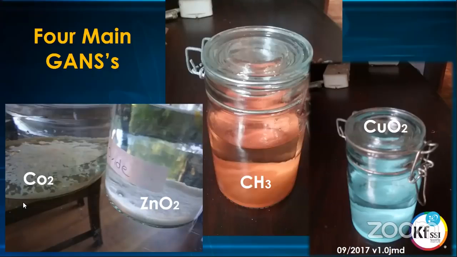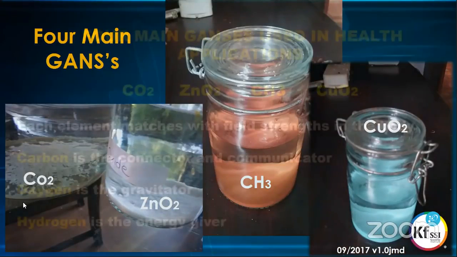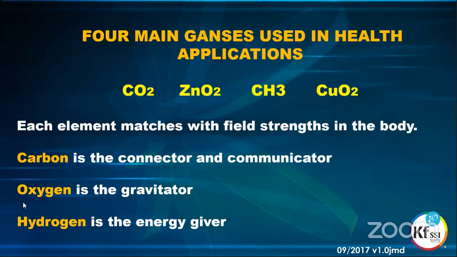So we've done the 4 main GANs. There are many other GANs that one can make, but these are the 4 basic ones that we've created. And each one of them is going to have different applications, or combinations of them will have different applications. In health, each element matches field strengths in the body. So when we're looking at our GANs, carbon is the connector and communicator for your body. Oxygen behaves as the gravitator, and hydrogen is the energy for our body.